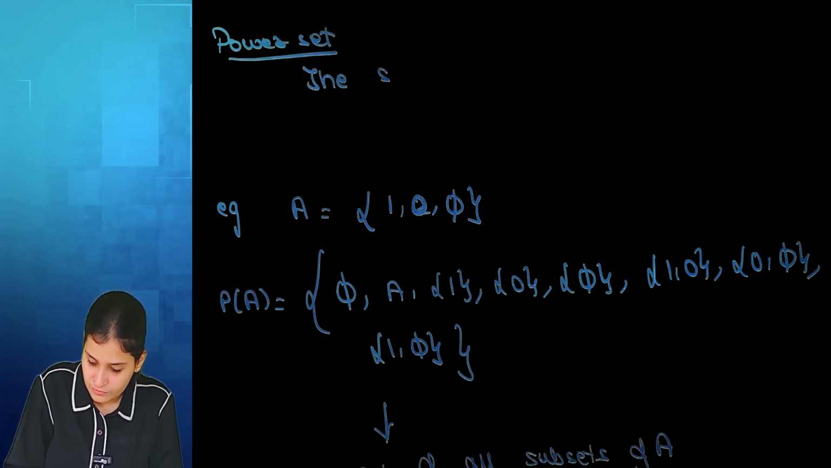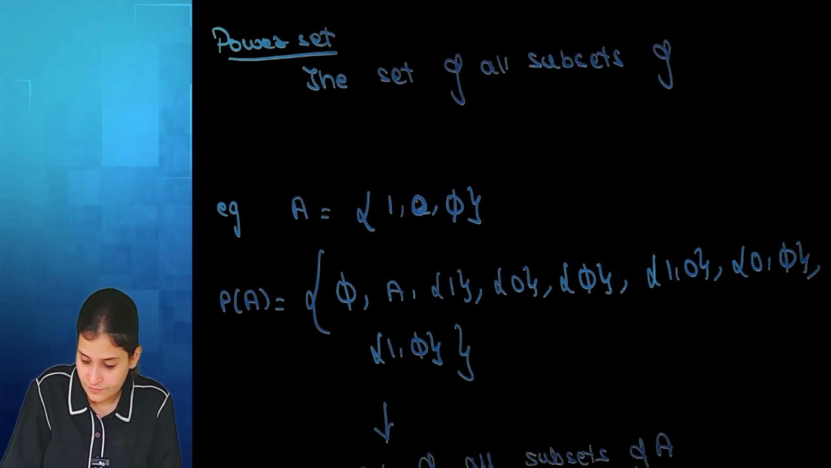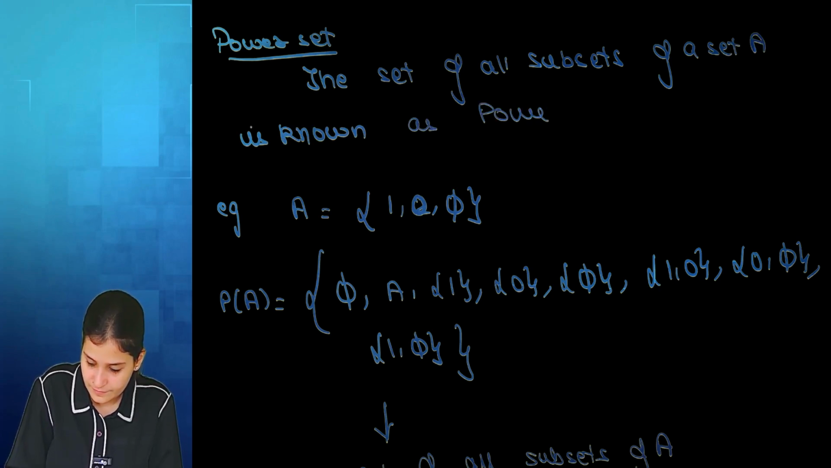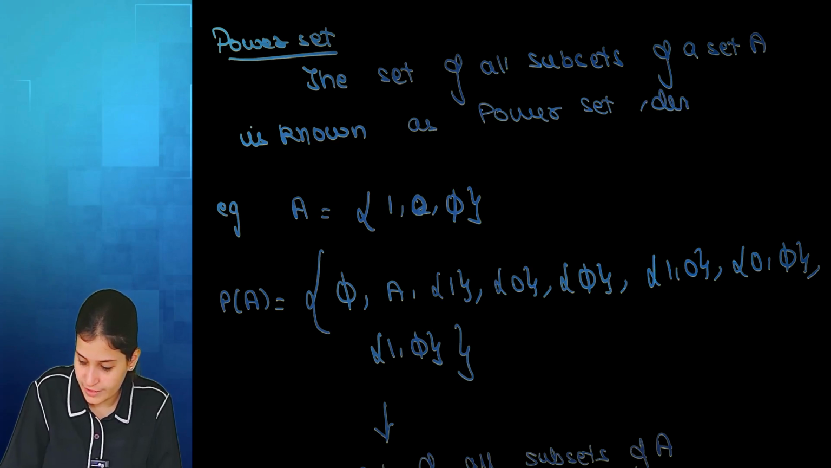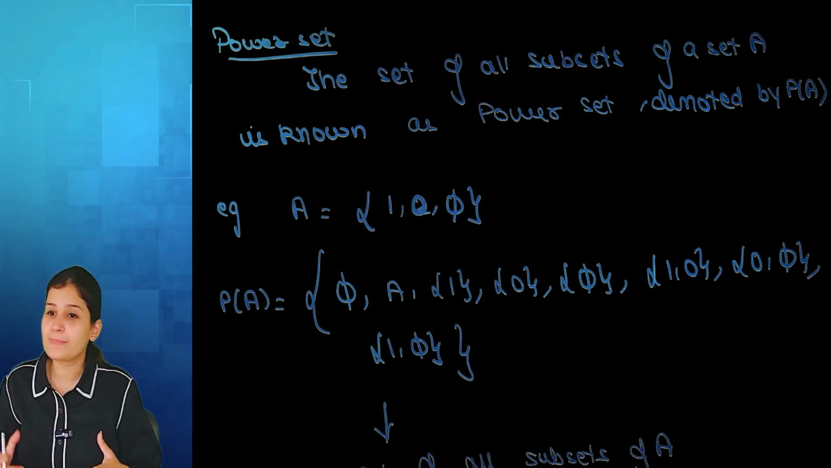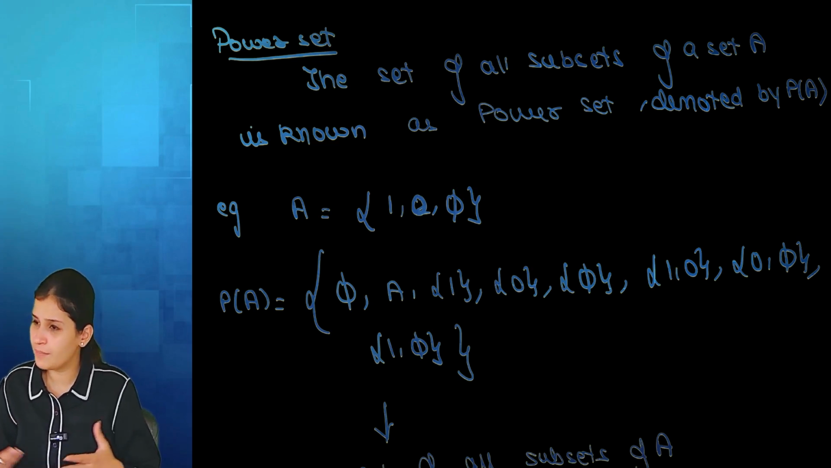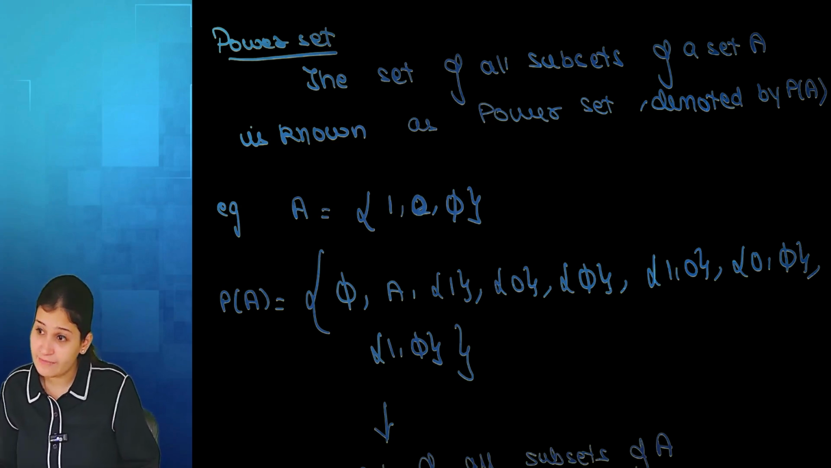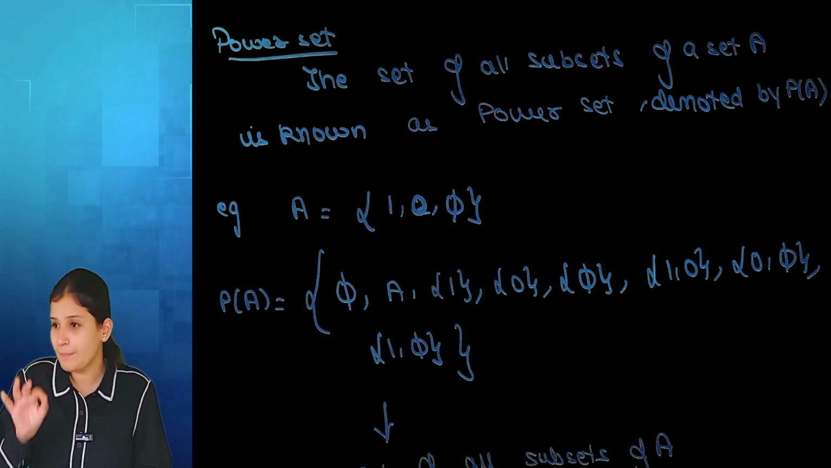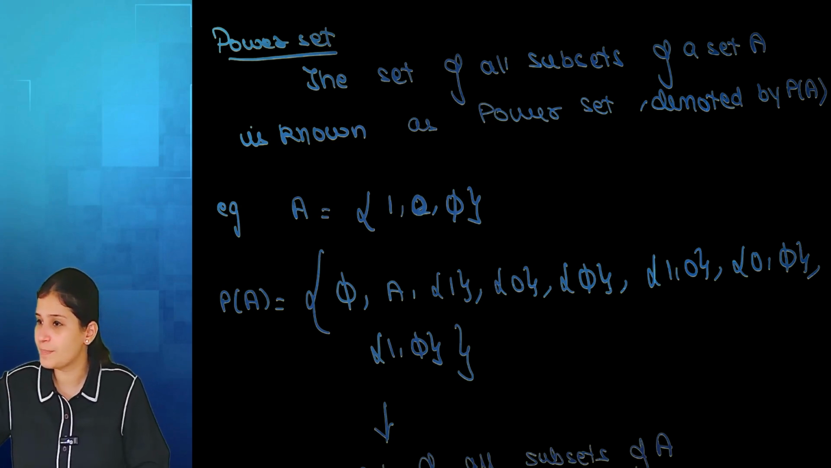The set of all subsets of a set A is known as power set, denoted by P of A. So how many elements are going to be present inside the power set? Number of subsets. So how many subsets did it have? 8. How many elements will be there in the power set? 8. So the number of elements in the power set is same as the number of subsets.